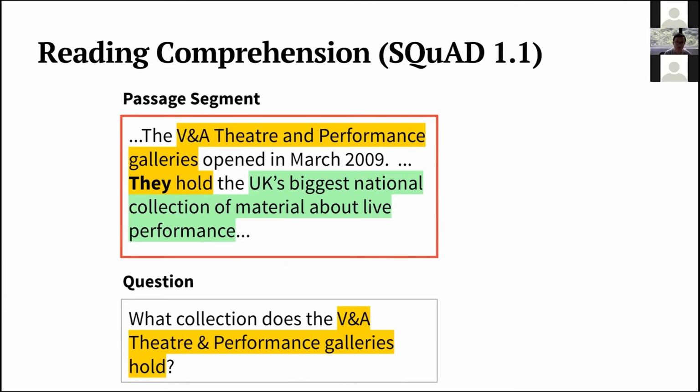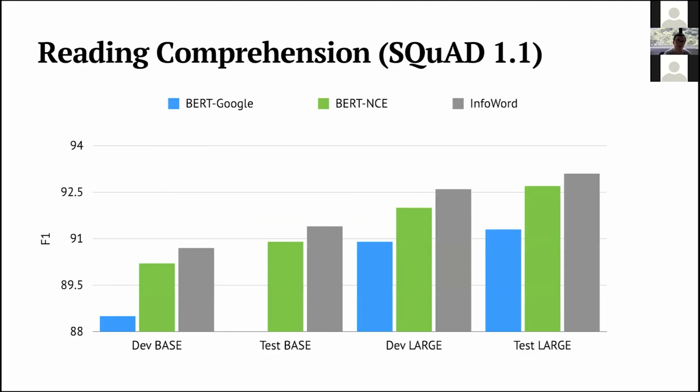One is reading comprehension. This is basically you have a passage and you have a question. You want to answer this question by selecting some segment from the passage. Clearly, the segment representation means a lot in this task. So we compare with original BERT and we use the BERT NCE and our InfoWord. We can see that on base model and large model, our performance is always better.